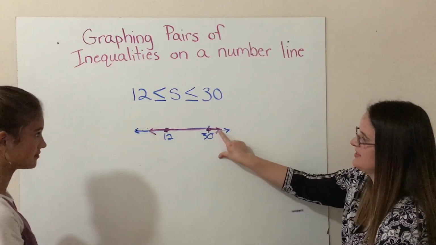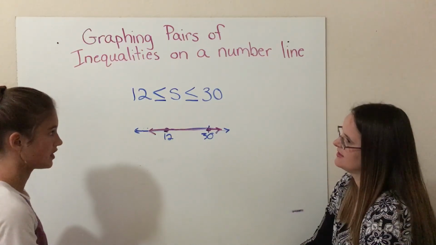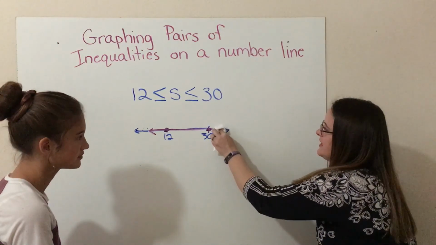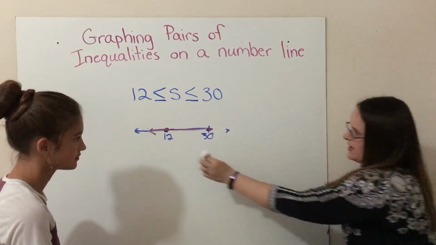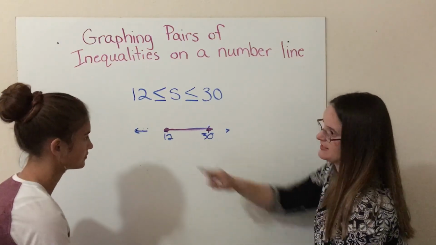So should you have these arrows here going past your two dots? No, it would make a segment with the two closed dots. Right, so we're only looking at the values in between 12 and 30. So in your final answer, your line will stop here at 30 and stop there at 12.